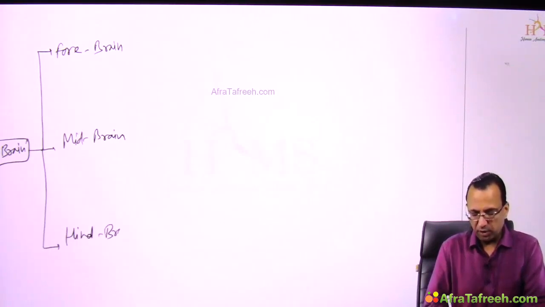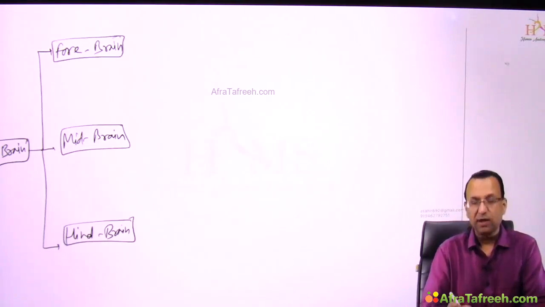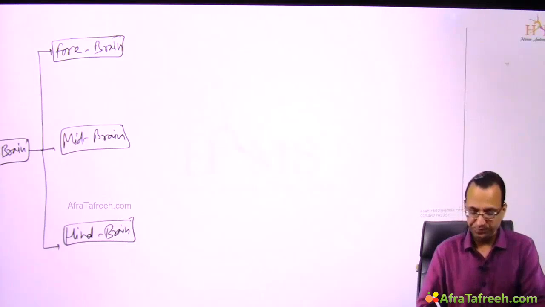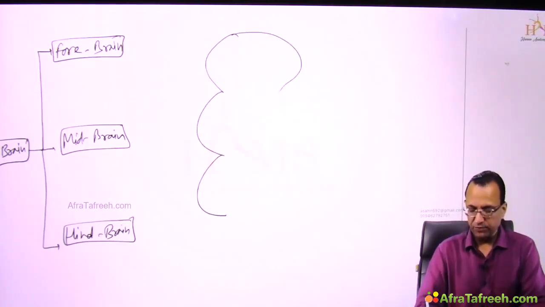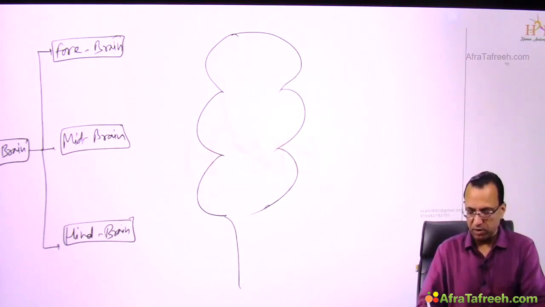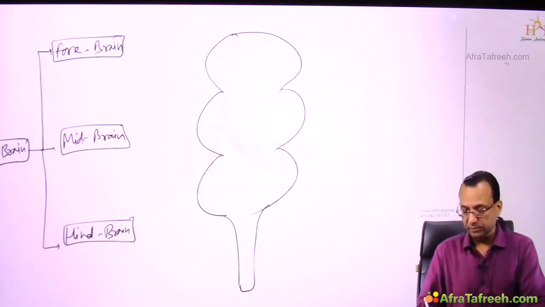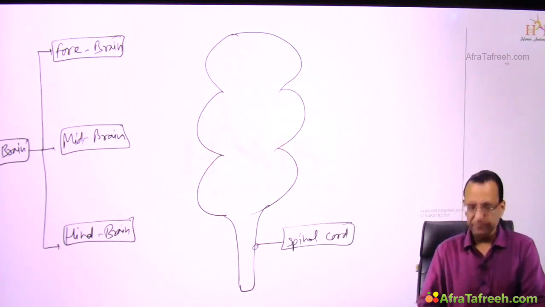Now, if you are talking about the three brain vesicles, what are they further going to divide into? That we will find, but first we draw the diagram. This is forebrain, midbrain and hindbrain. If that is forebrain, midbrain, hindbrain, this must be the spinal cord. Yes, that is the spinal cord.